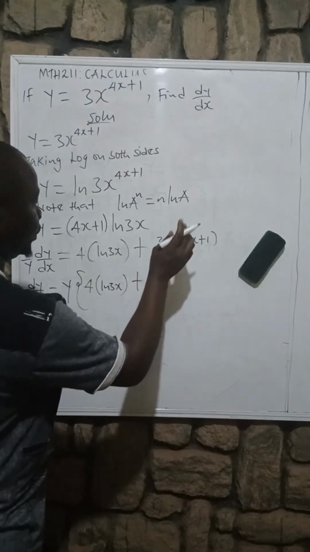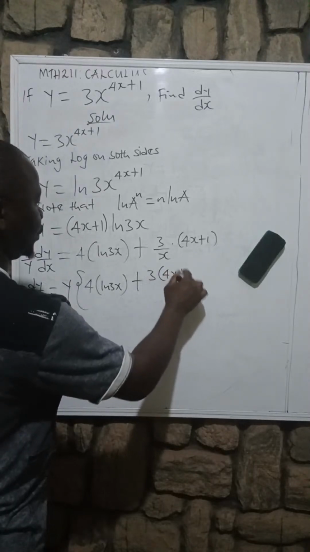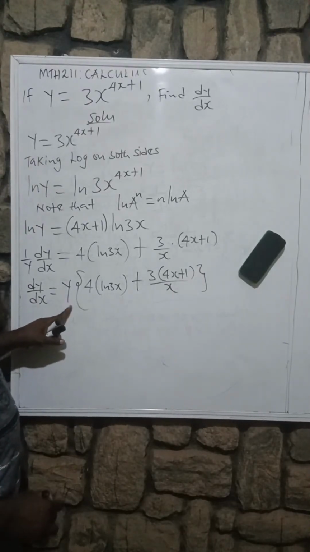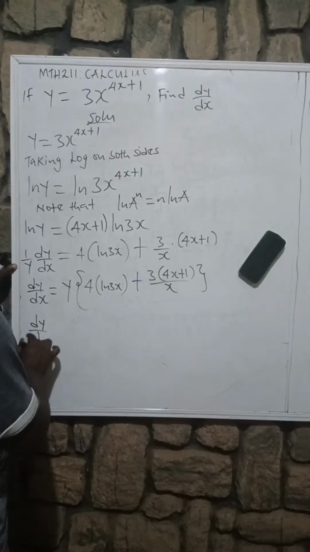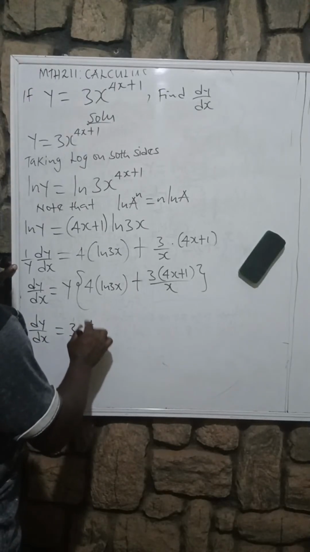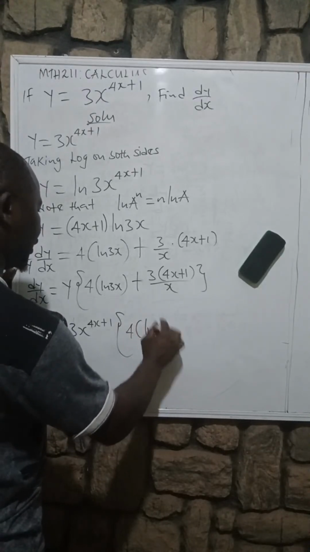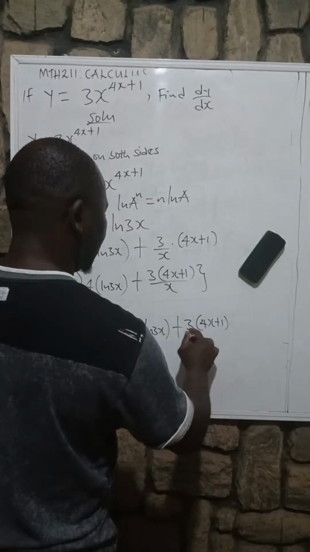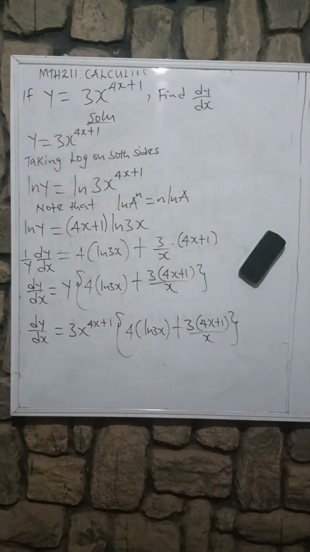Then plus, use this to multiply. This is the same thing as 3 times the bracket 4x plus 1 over x. Then what is y? We cannot just leave it like this. y is given as (3x) raised to the power 4x plus 1. So our dy over dx is equal to, we write back the formula instead of y, (3x) raised to power 4x plus 1, times the bracket 4 ln 3x plus 3 times the bracket 4x plus 1 over x. Yeah, this is what you are supposed to do. Any question, please drop it in the comment section.